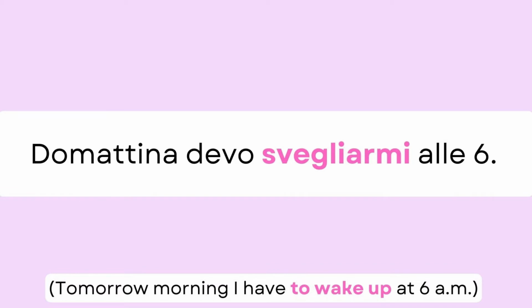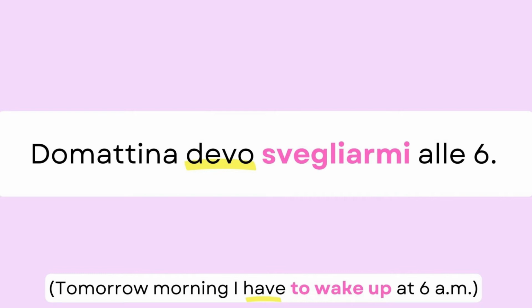So that's the case in which we would find the reflexive pronoun of the verb in another position. Let's see an example. Domattina devo svegliarmi alle 6. Tomorrow morning I have to wake up at 6 a.m. Meaning, domattina devo svegliare me stesso alle 6. So we have devo from the verb dovere plus the infinitive form of the verb svegliarsi. The reflexive pronoun of the verb svegliarsi, in this case me, because the subject is io, is right after the infinitive verb svegliarsi, svegliare me, svegliarmi.